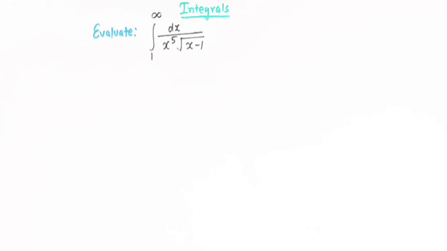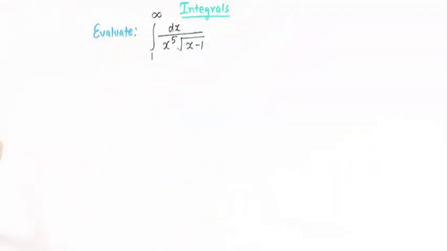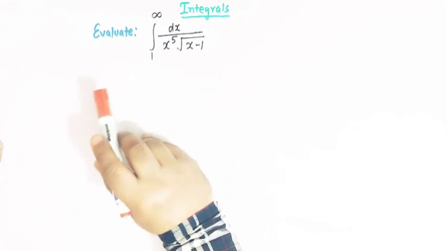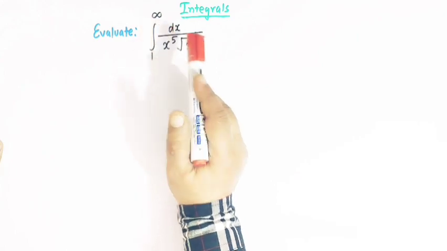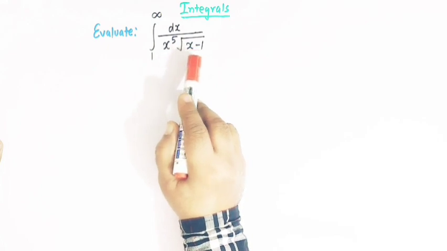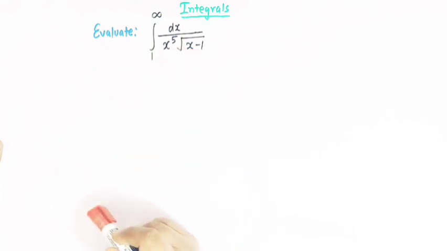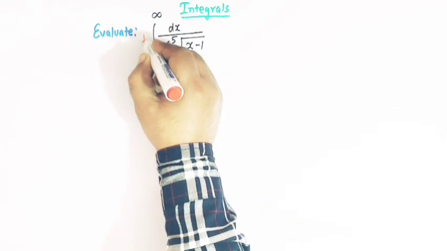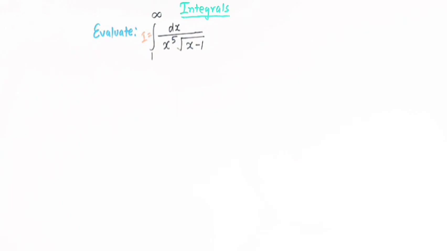Hello viewers, in today's class we are going to discuss one important problem from integrals. And in this class we'll solve this important integral with the help of the concept of beta gamma functions. So here our integral is from 1 to infinity, and the integrand is 1 over x raised to 5 times square root of x minus 1. So let us start, and let us first take this integral as I.